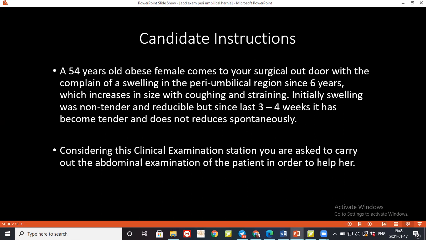So I wash my hands and introduce myself. I'm Dr. Sunday, one of the surgical doctors, and I'll be carrying out an examination of your tummy. This will include me taking a look at the tummy, feeling the tummy, then listening to the tummy. Is this all right? So I'll take permission. Then I will confirm the patient's name and age.